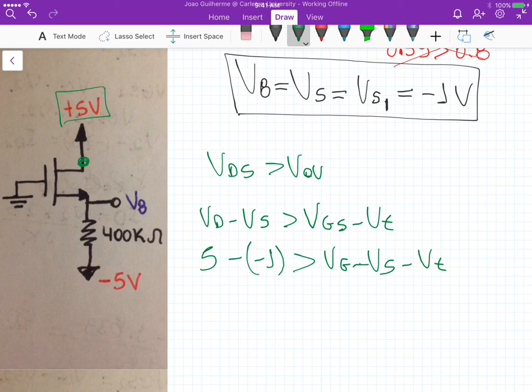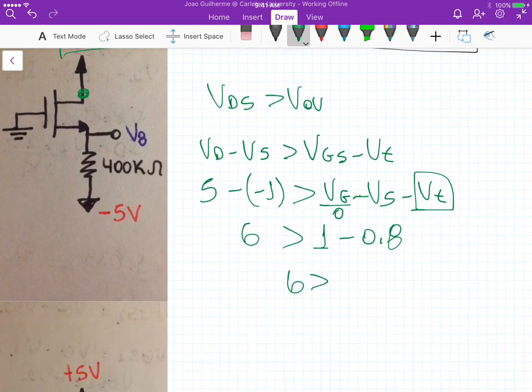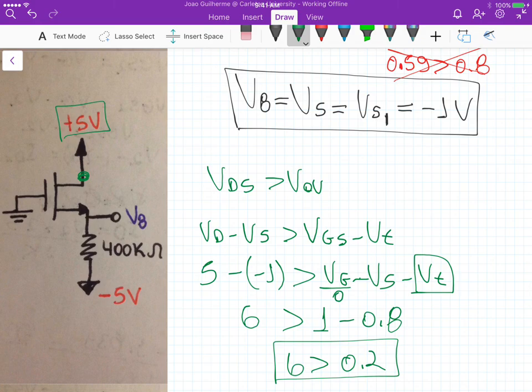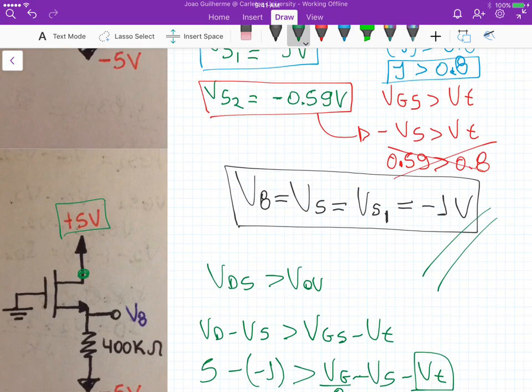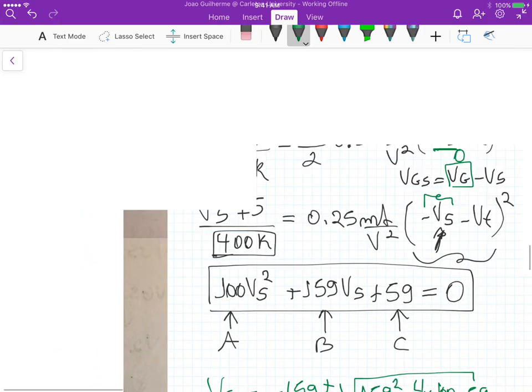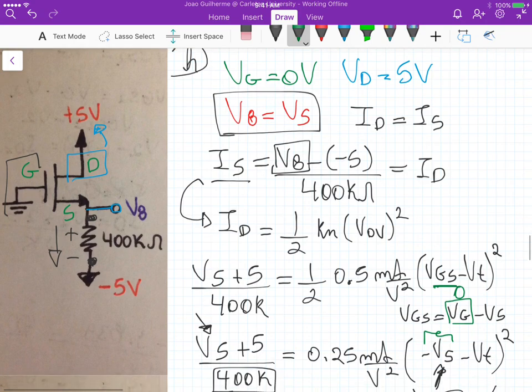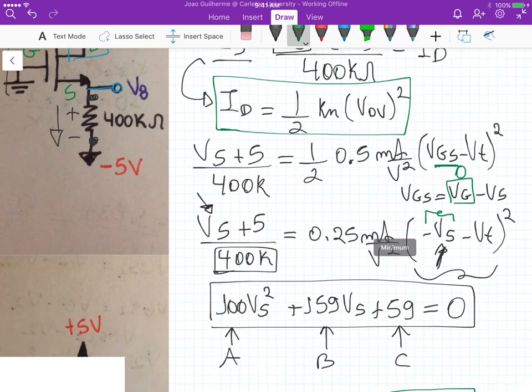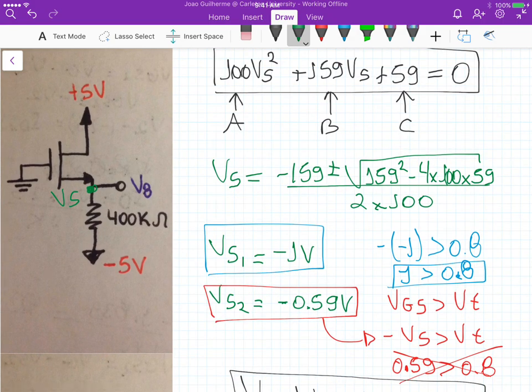Okay, so this gives us 6 greater than 0 minus Vs, which is 1, minus 0.8 from the threshold voltage given by the problem. So indeed 6 is greater than 0.2. Both conditions for saturation mode operation hold, and that's the result for V8. And because both conditions hold, this equation that we used for ID is correct, so we can actually use this equation to solve the problem. Okay, so that's it for this particular problem.